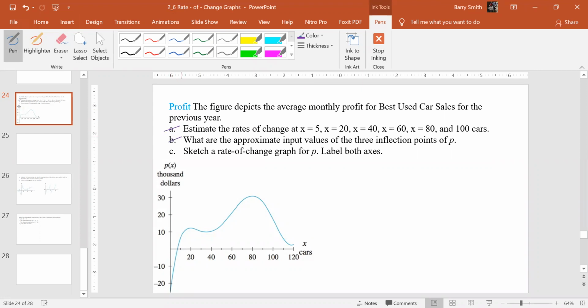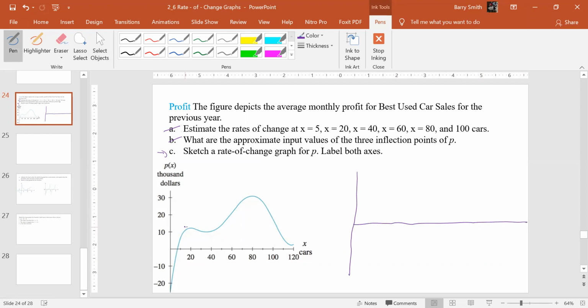We're going to skip A and B because trying to get a slope on all those points is going to be kind of silly. But what I want to emphasize is sketching a rate of change graph. So what we're going to do is just have our graph here, and we know it's going to have some positives and some negatives. So we'll go and draw something down the center.